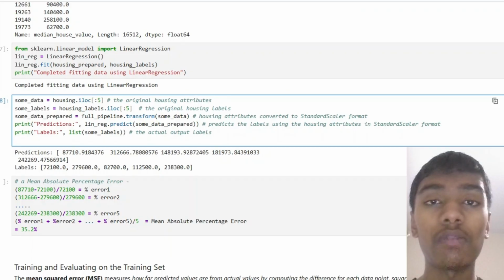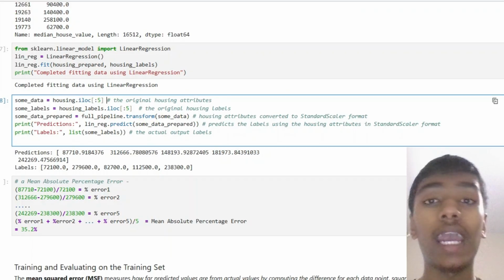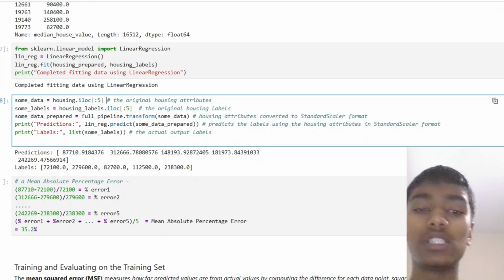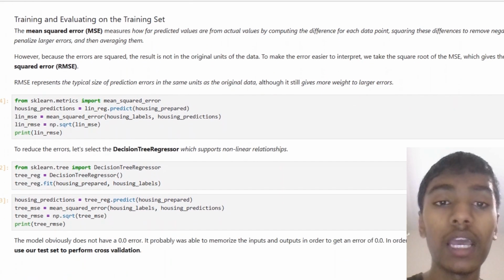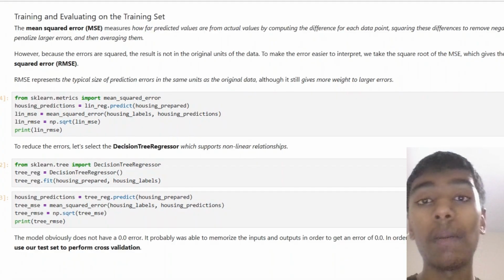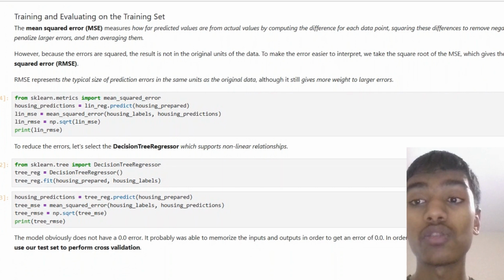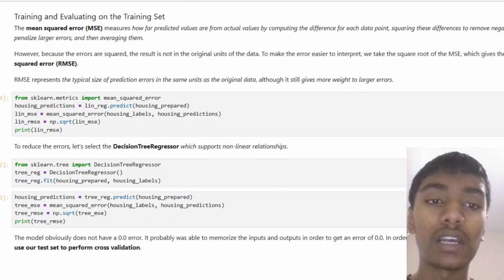Now, obviously, this is not representative of the entire sample size. So in today's video, we're going to analyze what exactly is the error of the entire population size, so every single data instance within it. In order to do this, we have something called a mean squared error. A mean squared error measures how far predicted values are from actual values by computing the difference of each data point, squaring these differences to remove negative signs and penalize large errors, and then averaging those errors.